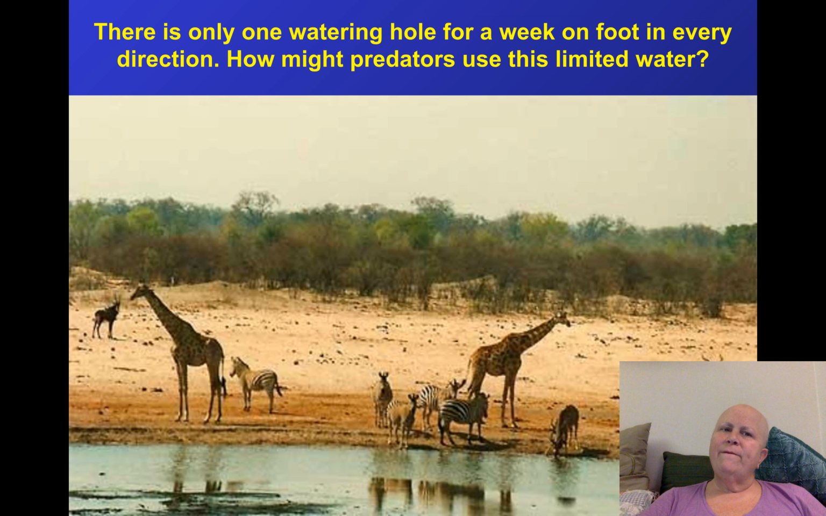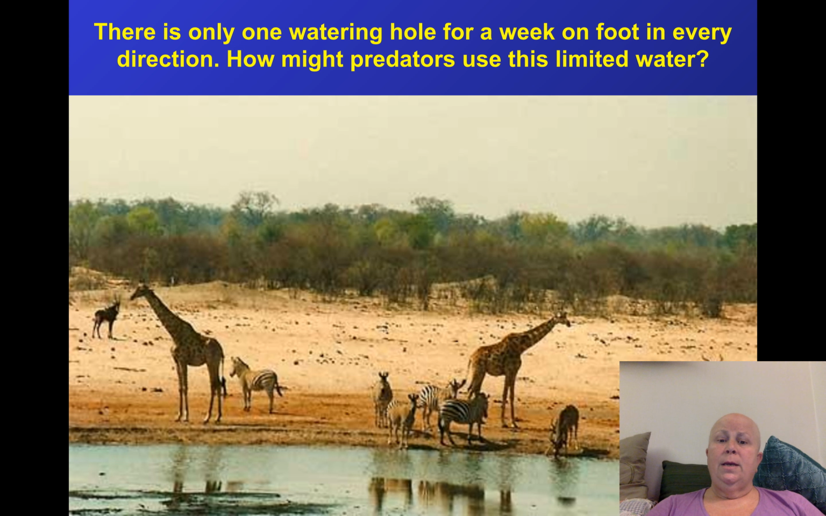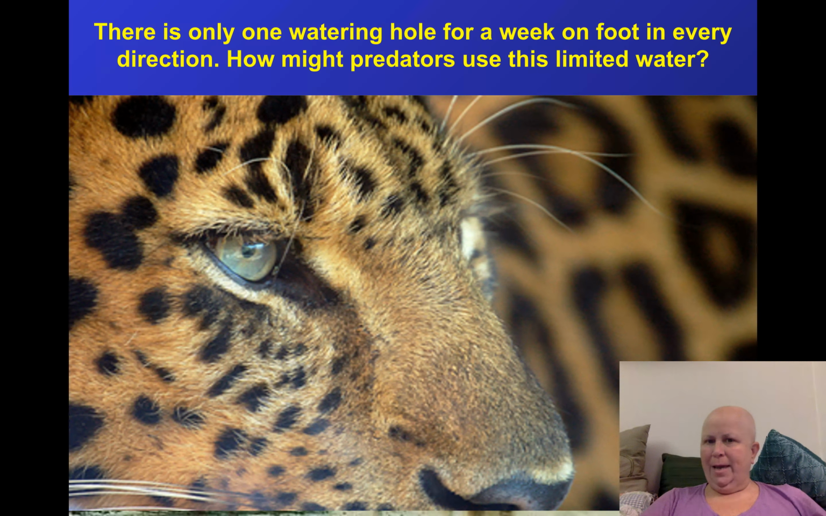If you have this watering hole that is the only watering hole for a week on foot in any direction, so it's like surrounded by savanna, there's no other water available. How do you think a predator like this one might use that limited water?